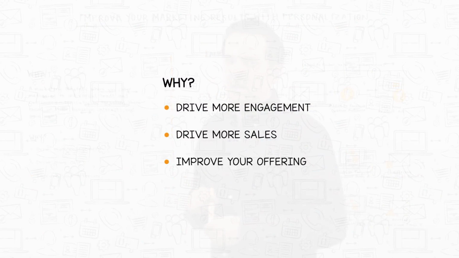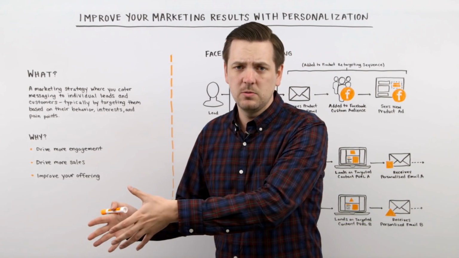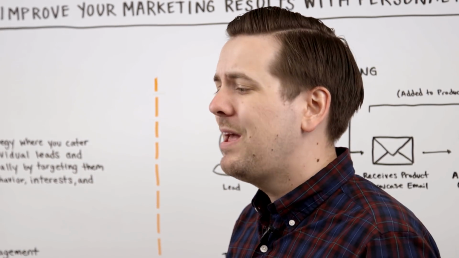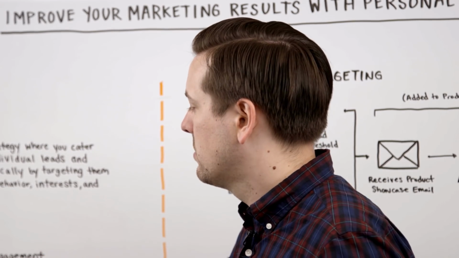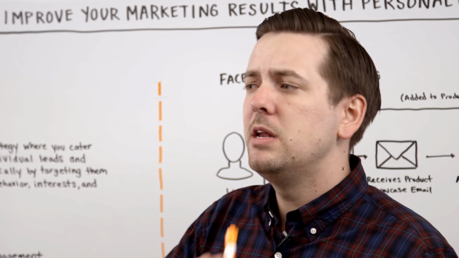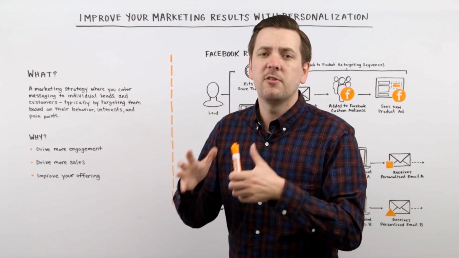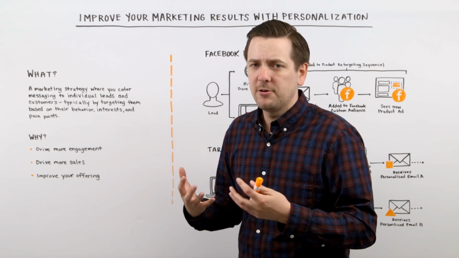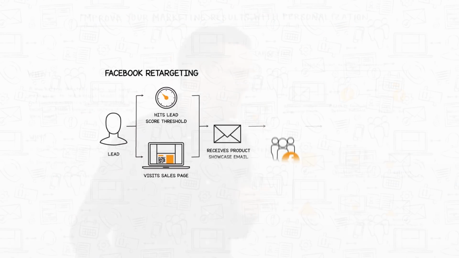Finally, improve your offering. Depending on what your business is and what your product is, you can tailor your offering depending on who you're talking to. For example, Ontraport has a bunch of different tools that help a bunch of different businesses in a bunch of different ways, but we can tailor our offering to somebody if we know they're interested in email marketing. We can highlight the email marketing elements of our software to create a more enticing offer. So that's sort of the what and the why. Let's talk through a couple examples.